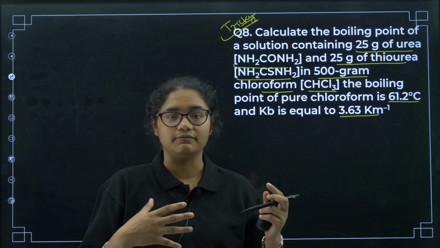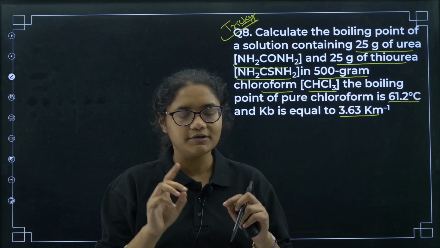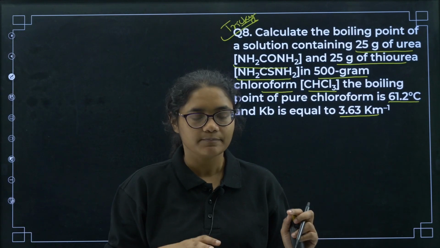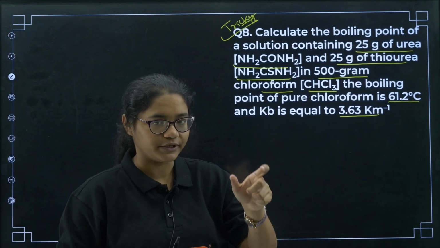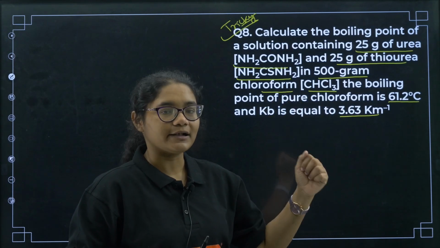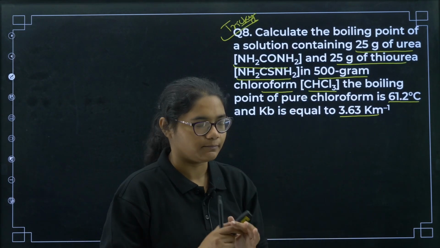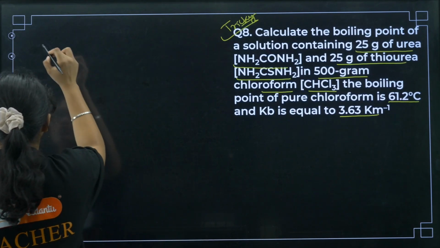Now what is the difference in this particular question? Generally when we solve a question, we get only one solute, right? Only one solute is added to the solvent, but here you can see that two solutes have been added. You have added urea and you have also added thiourea. So how to do this type of question? Let us first note down the values that are given to us.